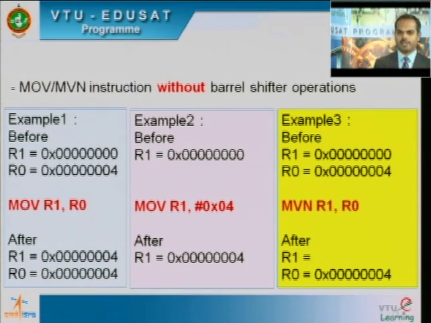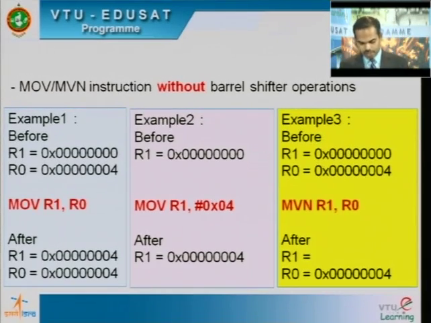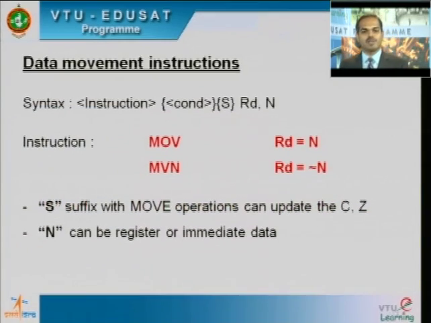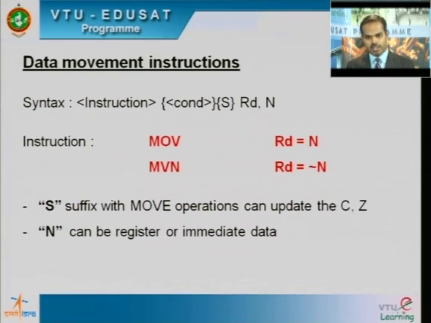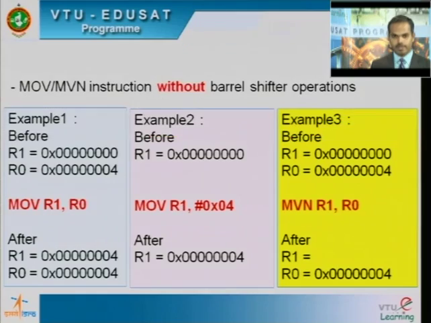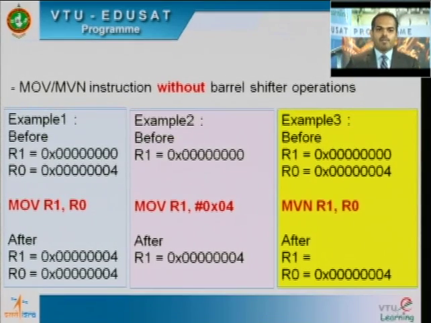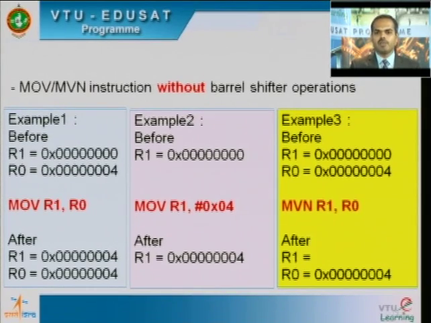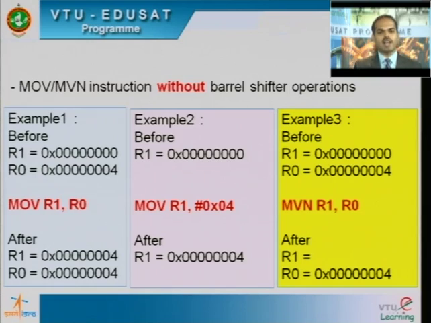Let's check these examples. This is one more thing that I have missed out. Every instruction can be associated with the barrel shifter in the ARM state. So we take examples of MOV and MVN instructions without barrel shifter operation in this slide, and in the next slide with barrel shifter operation.